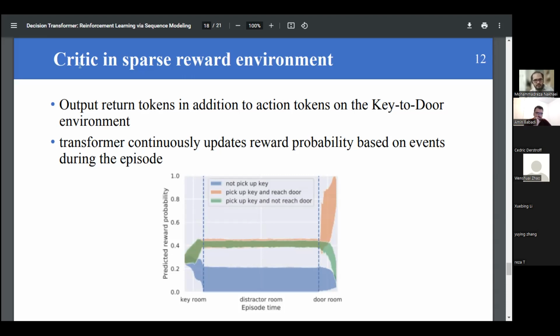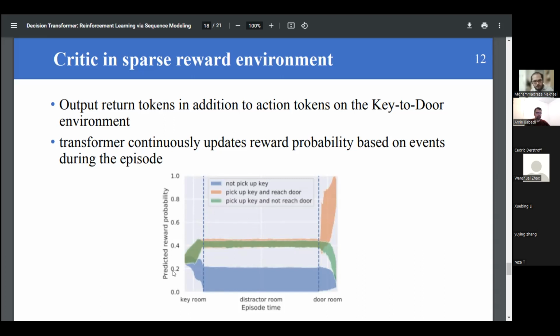If we can use them as a critic in a sparse reward environment. Up to here, we only use transformers to predict the next actions. But now there are some modifications so that it can output the returns. As you can see here, the probability of being successful for different scenarios.